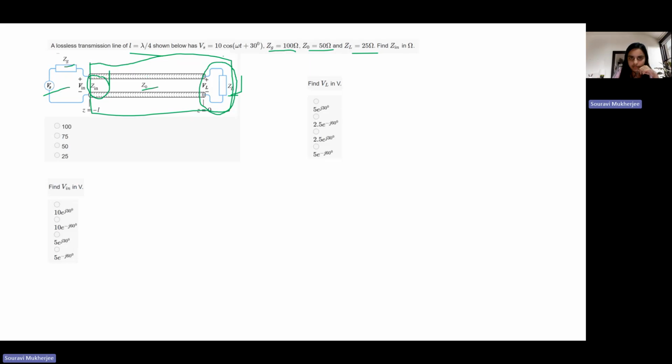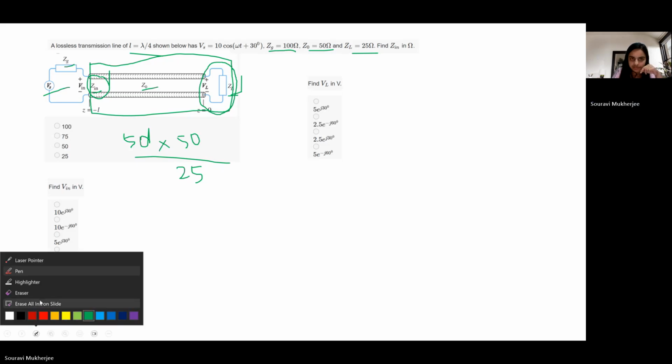Okay, so what is Z naught square? 50 into 50, right? So if you have to solve it, this is 50 into 50, divided by what? ZL. ZL is 25. So this should give you the value of the input impedance. Clear? This is very straightforward based on all that we have been discussing so far.